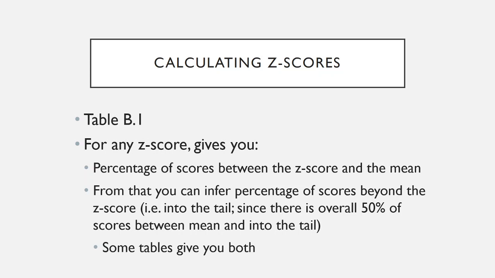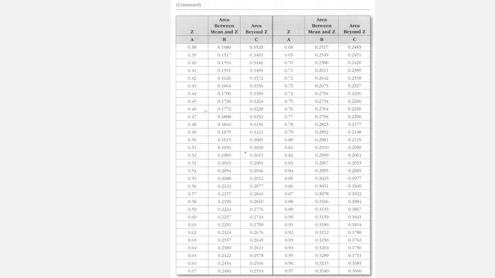You know an entire half of the normal distribution constitutes 50% of scores. So if you just have a table that gives you the percentage of scores between z and the mean, and you want to calculate the percentage from that z into the tail, you would just subtract that percentage from 50%, and it would leave you with the z into the tail percentage. So you can go back and forth, and use what you know about the normal distribution to do various calculations.